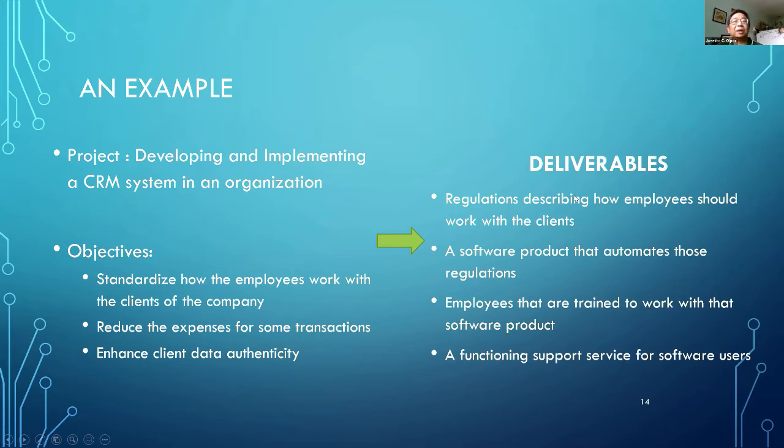So for this particular example, this could be other deliverables aside from the software product. The software product is the second one. But in order to also achieve these objectives, you might need to have policies and regulations describing how employees should work with a client. Okay? Take note, a CRM system doesn't mean IT system. It just means a CRM system. So the solution could even just be a process. And your software would just simply be something as simple as Excel, Access, or whatever. It doesn't have to be complex.